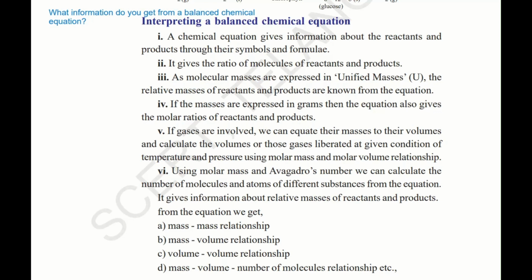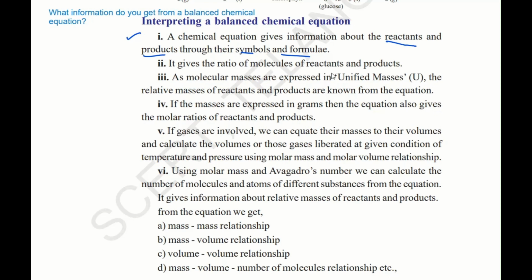A chemical equation gives information about reactants. They talk about the reactants and products, their symbols and formula. So when you are writing a chemical equation, yes, you will be writing reactants on the left hand side and the products. How do you write them in the formula? So this is our first point.